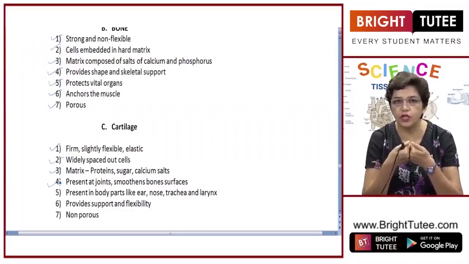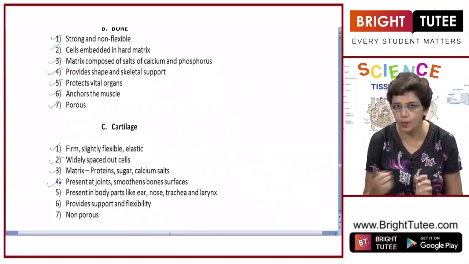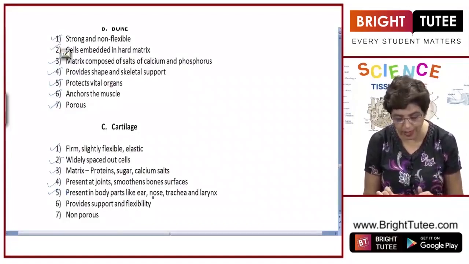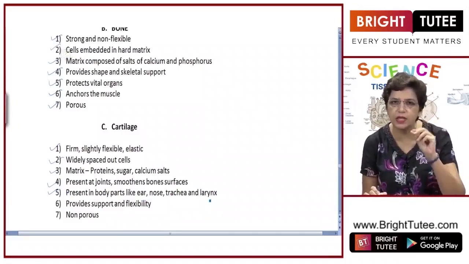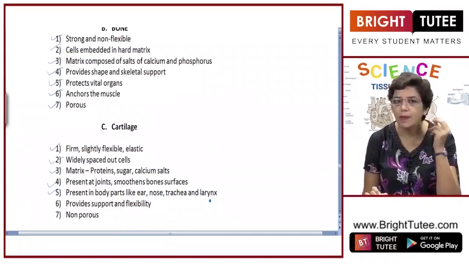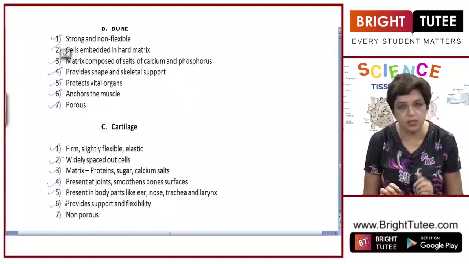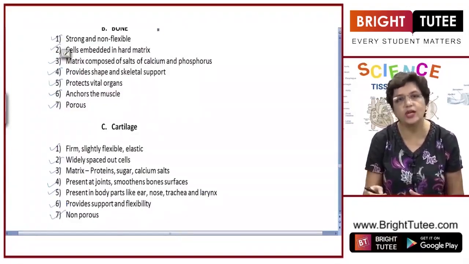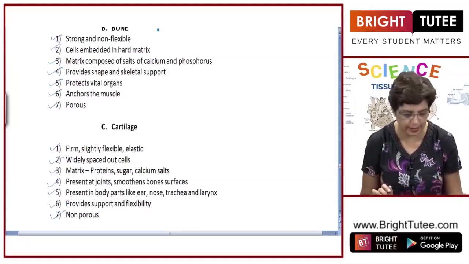So whenever we move the joint, it smoothens it. So it doesn't cause wear and tear of the bones. It prevents that. They are also present in body parts like the ear, nose, trachea and larynx. You can feel the ears, they are not made up of bones, they are flexible. Although it is strong and hard, they are flexible, they are elastic. And it provides support and flexibility. These are non-porous. As you can see, you can easily differentiate between bone and cartilage through these characteristic features.